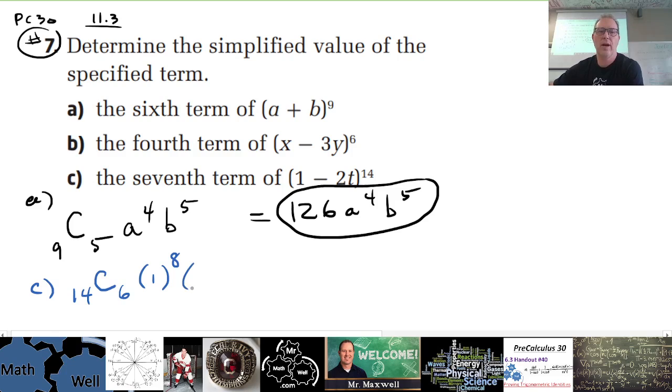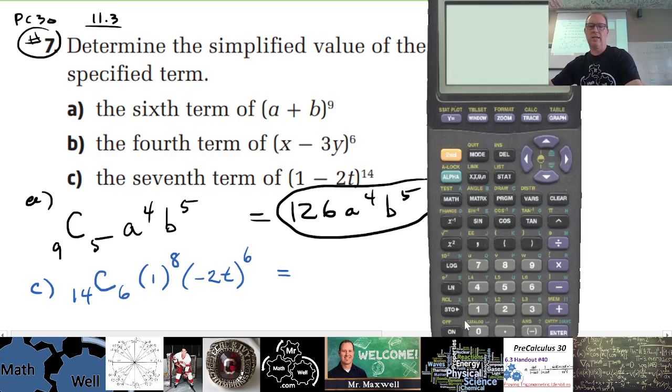And then watch this, be careful though. This has to be negative 2t here for the second one. And this number does have to add up to 14. So you could go from 0 up to 7, but it's going to be 6, right? 8 plus 6 is 14. So yeah. So simplified, what's 14 choose 6?